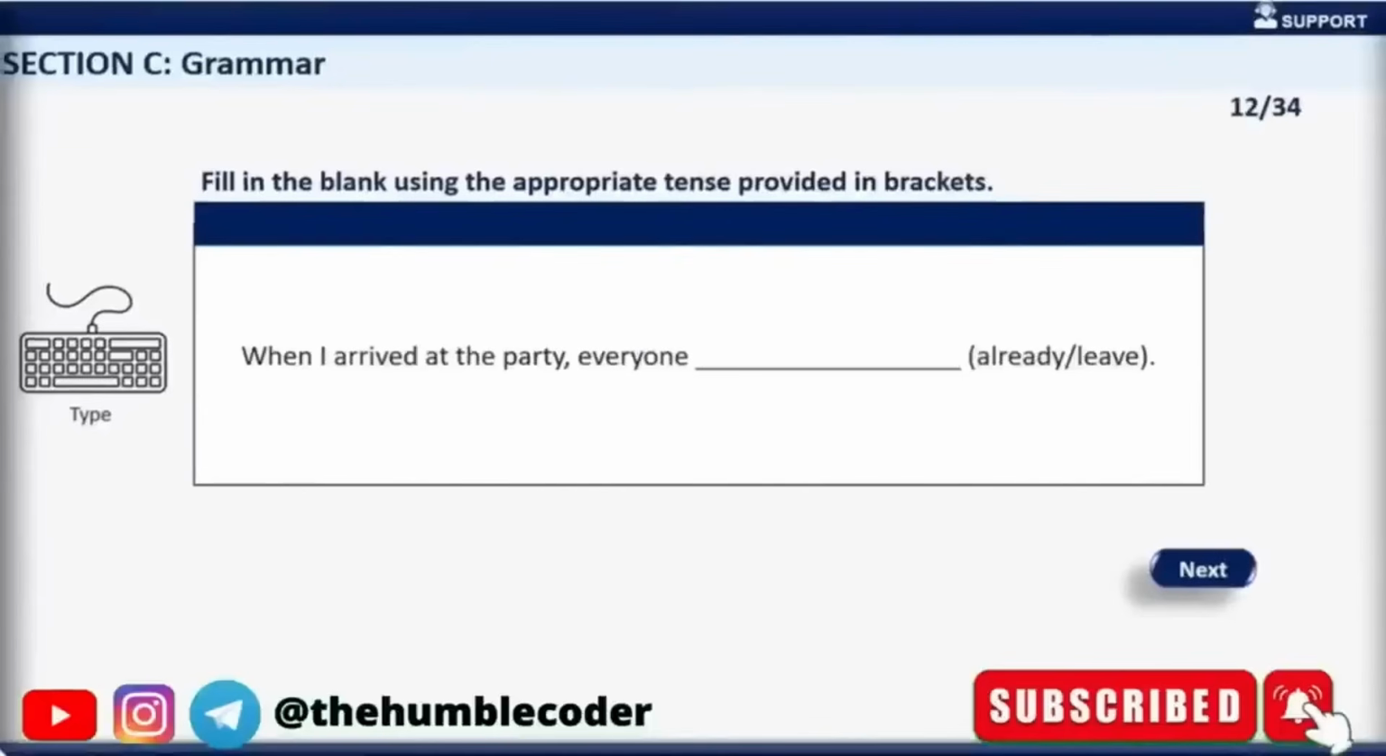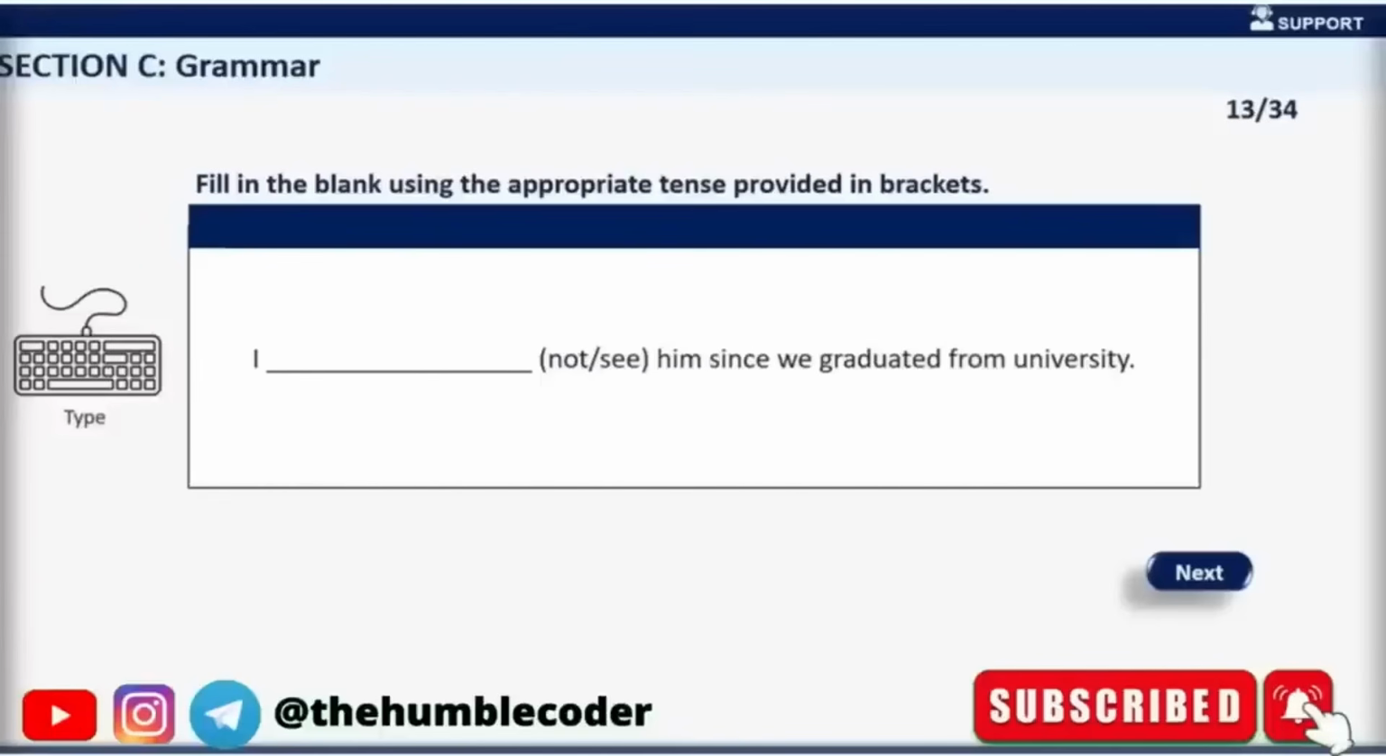Moving on to the next one. When I arrived at the party, everyone dash, already leave. Okay, so the correct answer in this case will be, had already left. So the complete sentence would be something like, when I arrived at the party, everyone had already left. Moving on to the next one. I dash him since we graduated from the university. The correct answer in this question is going to be, I have not seen him since we graduated from the university.